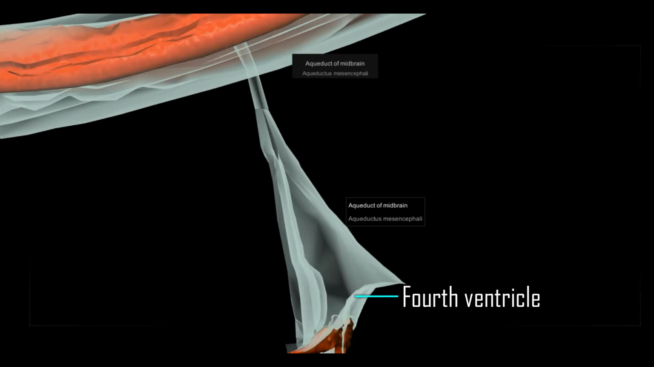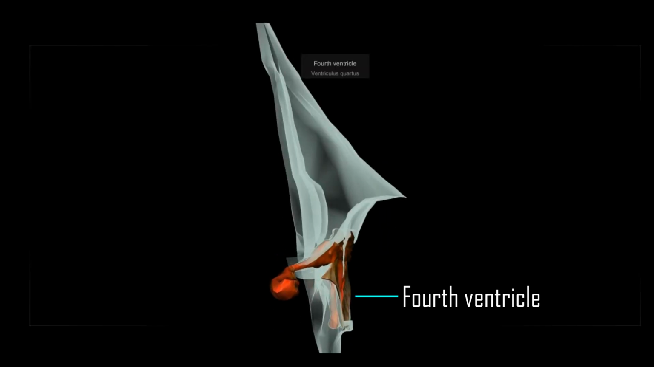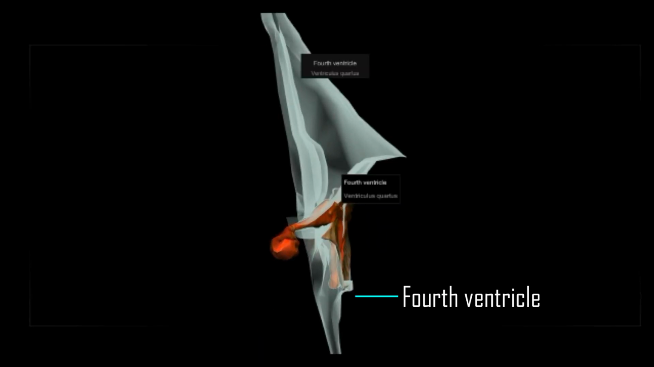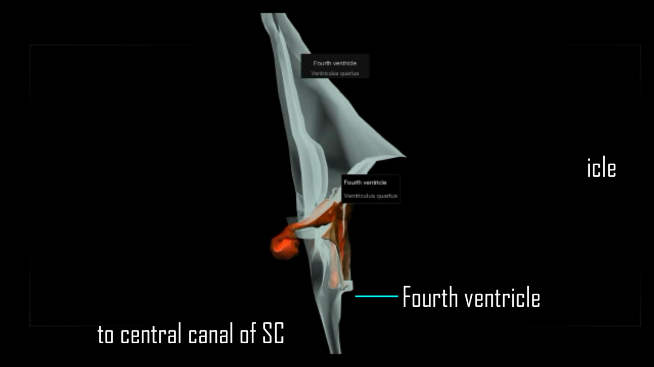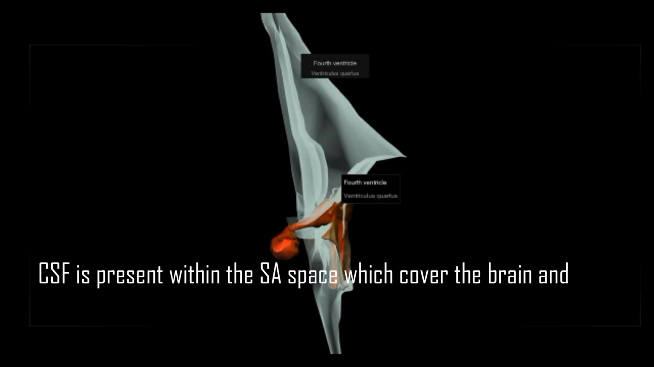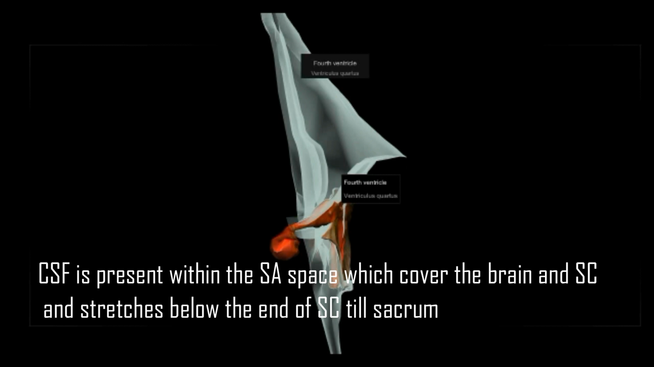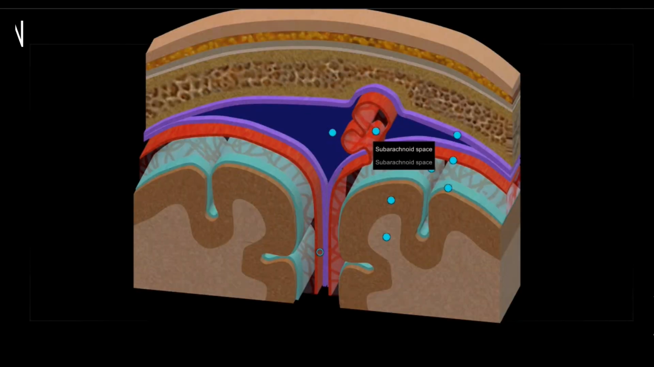From the fourth ventricle, the fluid passes into the subarachnoid space through three openings: the central canal of the spinal cord, the median aperture, and the two lateral apertures in the roof of the fourth ventricle. The CSF is present within the subarachnoid space, which covers the brain and spinal cord and stretches below the end of the spinal cord to the sacrum.